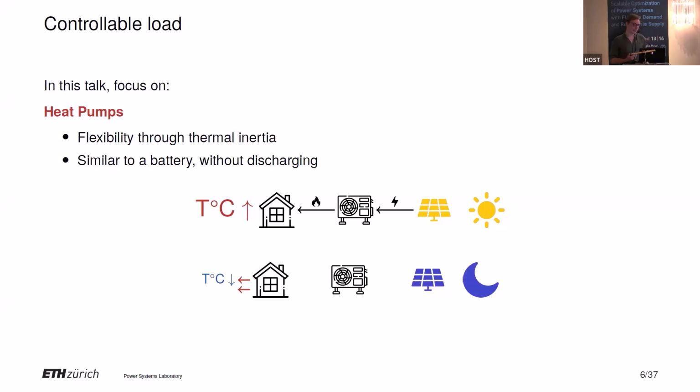Indeed, these assets have a lot of flexibility thanks to thermal inertia. The idea of thermal inertia is basically that if you have a building, you can heat it when the electricity is abundant and cheap, and then when the electricity is not abundant, you turn off the heat pump, and you will keep a lot of this heat, so the temperature drop will be lower. So you can use this flexibility through thermal inertia. Basically, you can think of this system as similar to a battery, but one that you cannot really discharge, you can only charge it, though many things are similar to a battery.